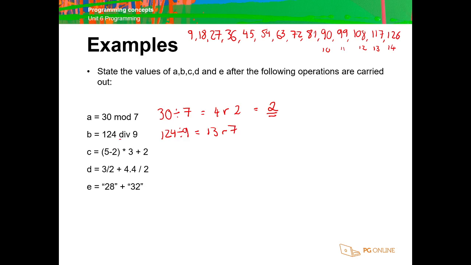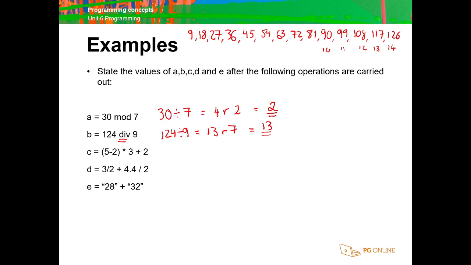Now because it's div, we can ignore the remainder, so the answer here is going to be 13. Okay, I've never seen anything that difficult to do in the exam because you don't get a calculator. Okay, next one. So this one, it's really important that BIDMAS does apply. BIDMAS, BODMAS, whatever you do. So brackets, order or indices, division, multiplication, addition, subtraction.